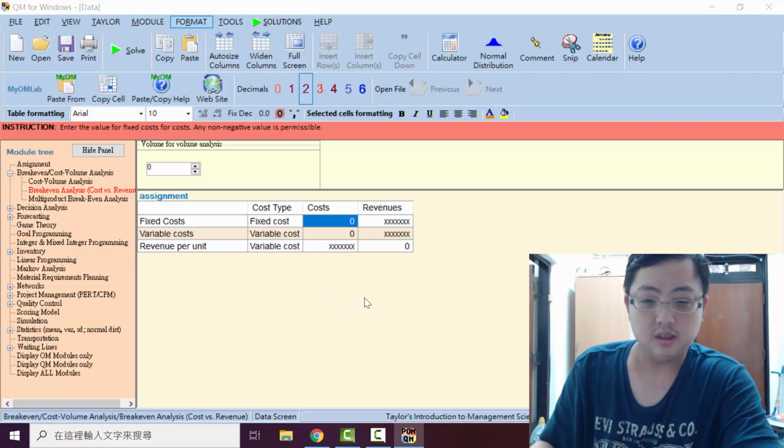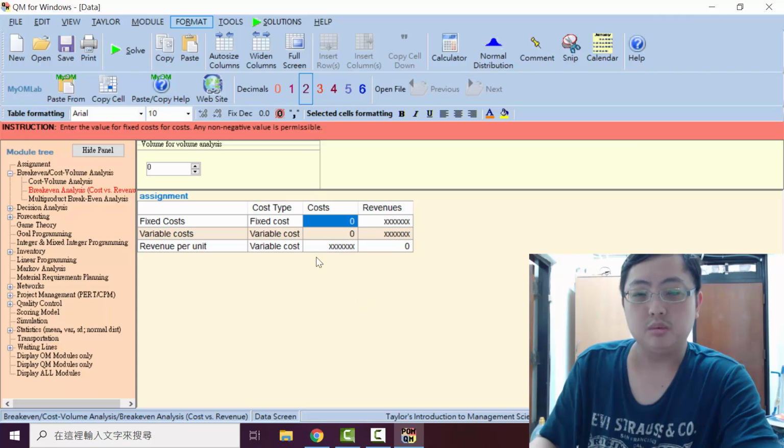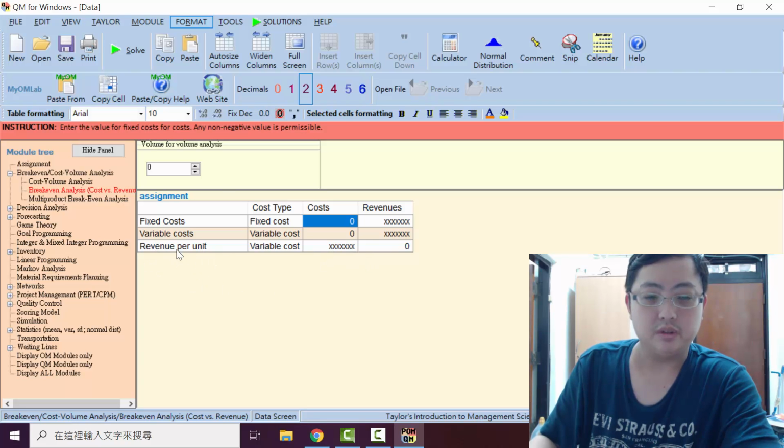And this analysis intends to calculate the quantity that makes profit equal to 0, or the quantity that makes total revenue equal to total cost. So we have to set up the value for the fixed cost, variable cost, or unit cost, and finally revenue per unit, or price per unit.